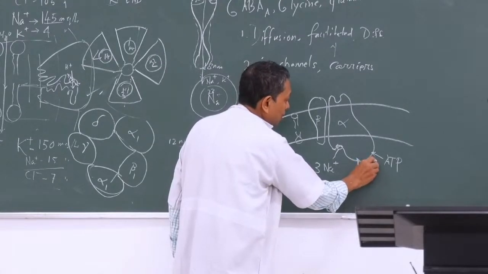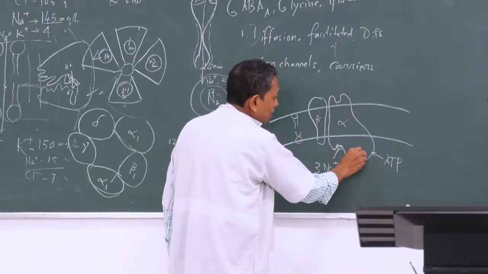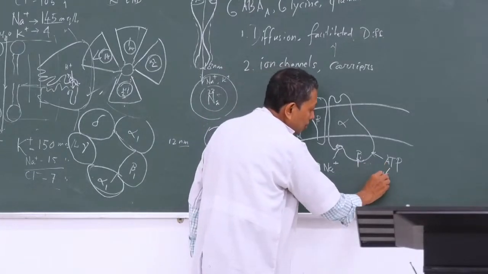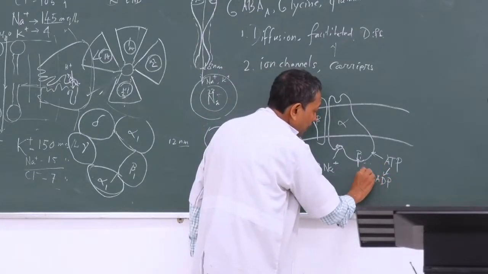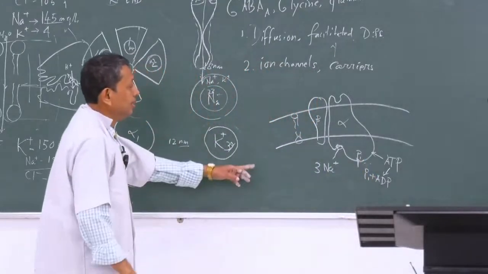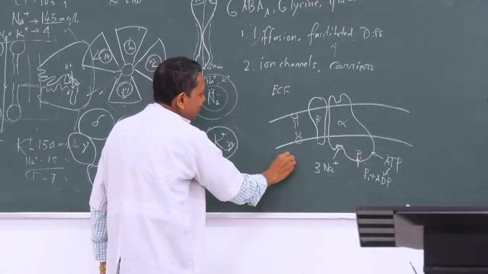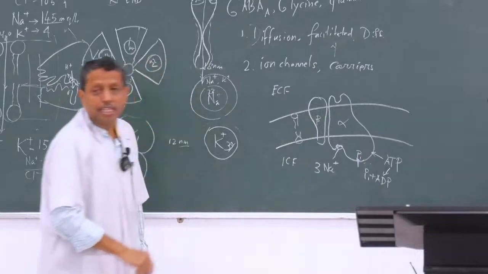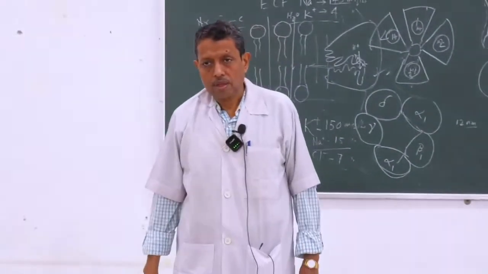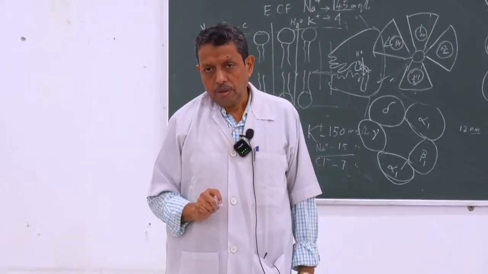This is the phosphorylation site, where the inorganic phosphate binds. ATP divides into ADP plus Pi, this Pi here, inside. It is the outside ECF. It is the ICF. And it is ubiquitous. It is present in almost all the cells. Almost all the cells bear sodium potassium ATPase.